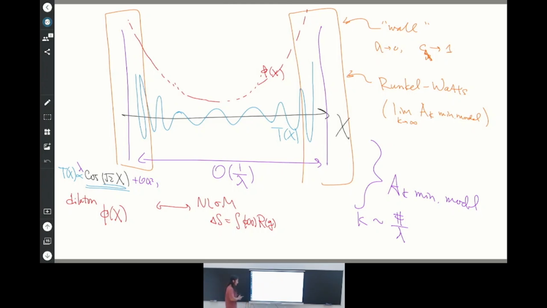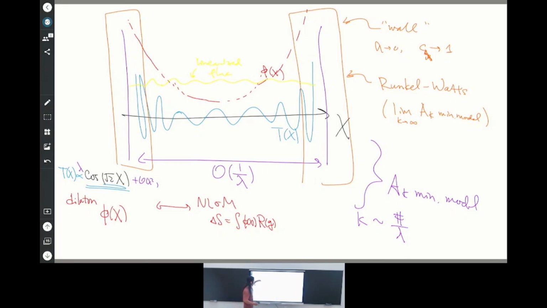And the upshot is that there are going to be these sort of standing wave type fluctuations of the tachyon field on top of this background. So this linearized fluctuation corresponds to some kind of standing wave of the tachyon subject to some boundary condition. This boundary condition we cannot deduce from first principles in string field theory because the string field is singular on the boundary. But by matching with the Runkel-Watts theory, we can guess some appropriate boundary condition.